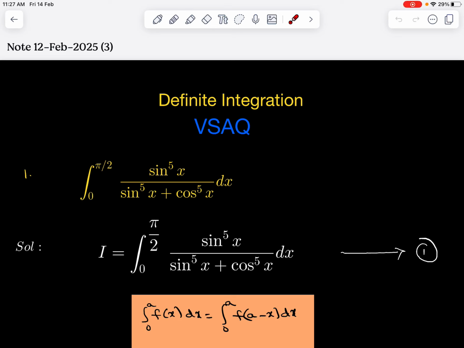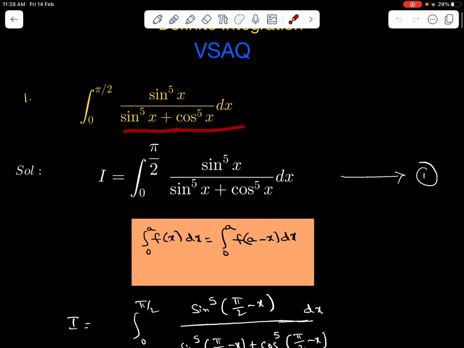Good morning students. Today I am discussing the most important very short questions in definite integration, Maths 2B. Okay. First question: integral 0 to pi by 2 of sin power 5x by sin power 5x plus cos power 5x. This is equation 1.